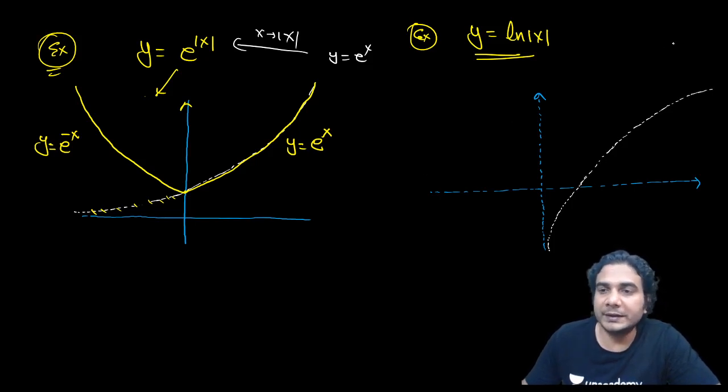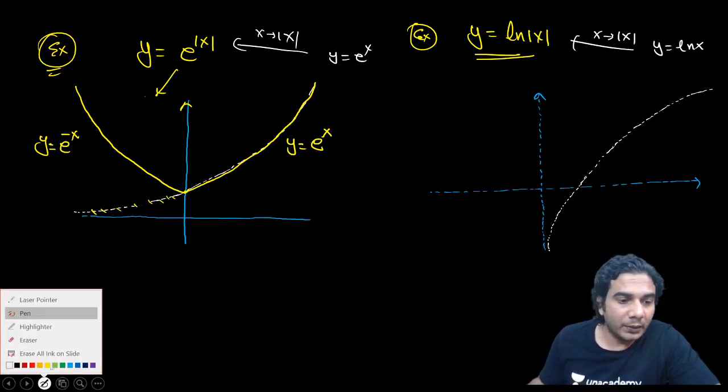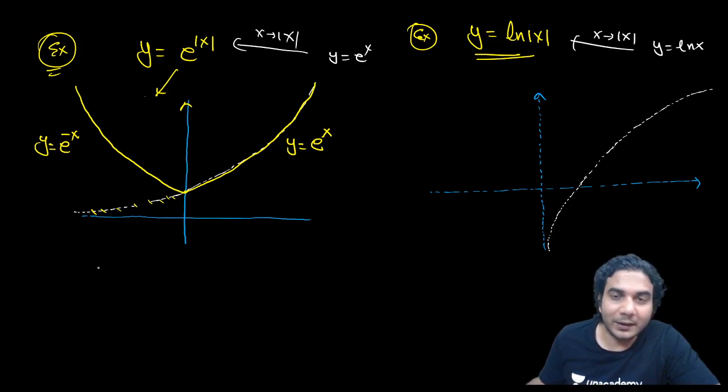All right. So this is the graph of y is equal to ln x. Y is equal to ln x. And if you replace x by mod of x, you'll get y is equal to ln of mod of x. Now see, you need to remove the portion of the graph which lies on the left side of the y-axis. So which part do you need to remove? This part? This part? No.